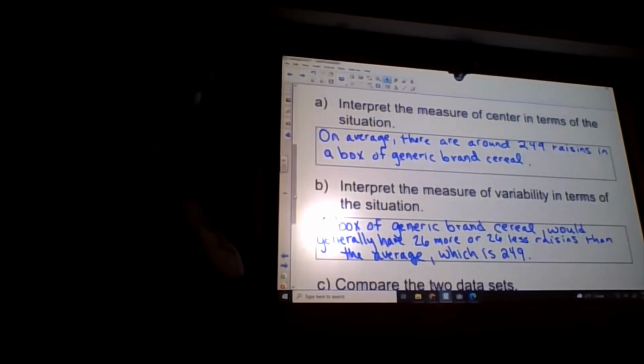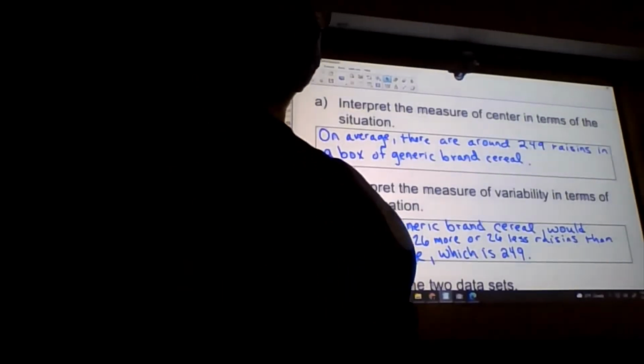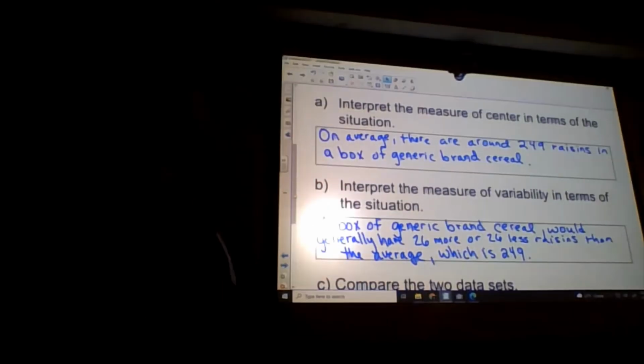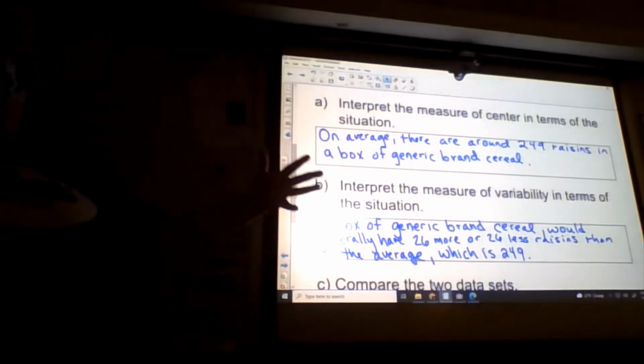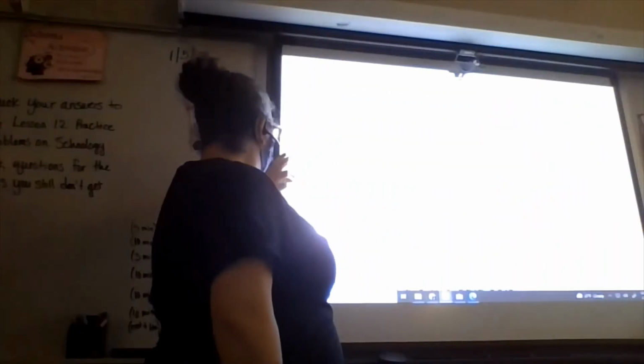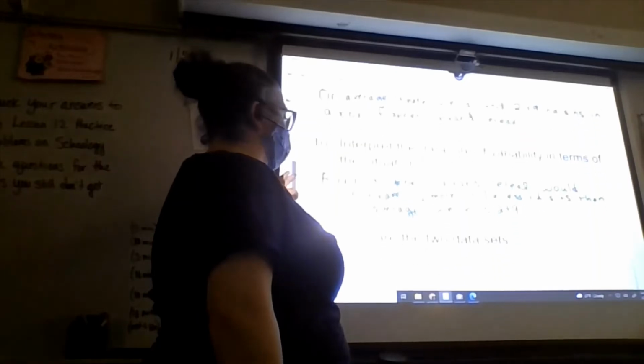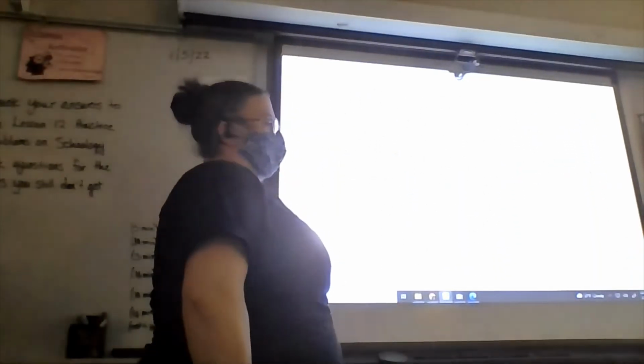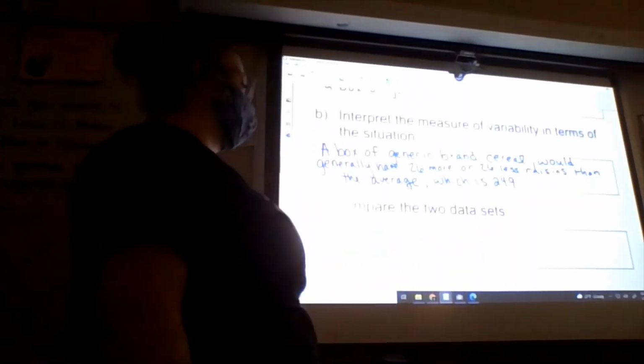So if we're going to compare the two, what can we say that we've noticed looking at the average and looking at the spread? You said pretty similar. Okay. Is there something specific we can say that's similar about it? Or different? They're not way off, so that's good. That means the generic brand is probably competing pretty well with the name brand.